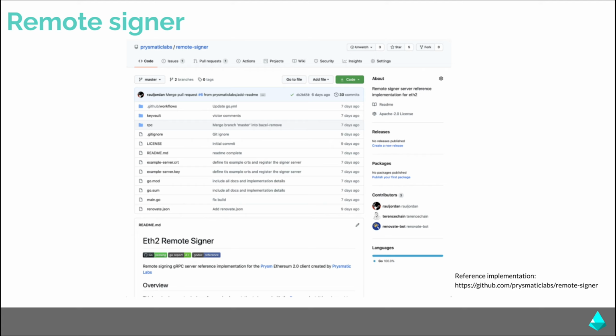For reference, we have put our reference implementation on GitHub. It's licensed under Apache 2. And you can also write your own remote signer server in any popular language that supports gRPC, as long as your server implements the required API schema for a remote signer defined in Prism.